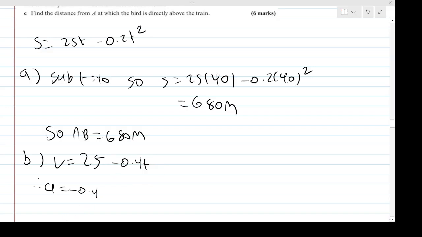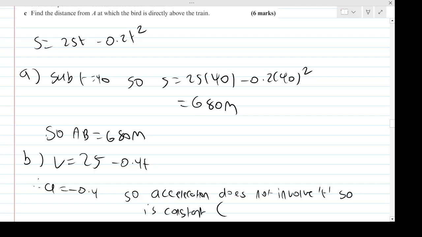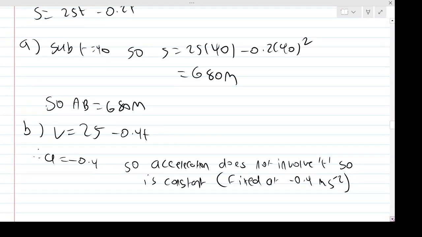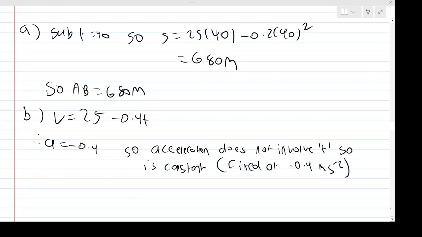There's no t involved. So acceleration does not involve t. So it's constant. Right, and I say it's fixed at minus 0.4 meters per second. So that's the acceleration throughout the whole journey, minus 0.4 meters per second.